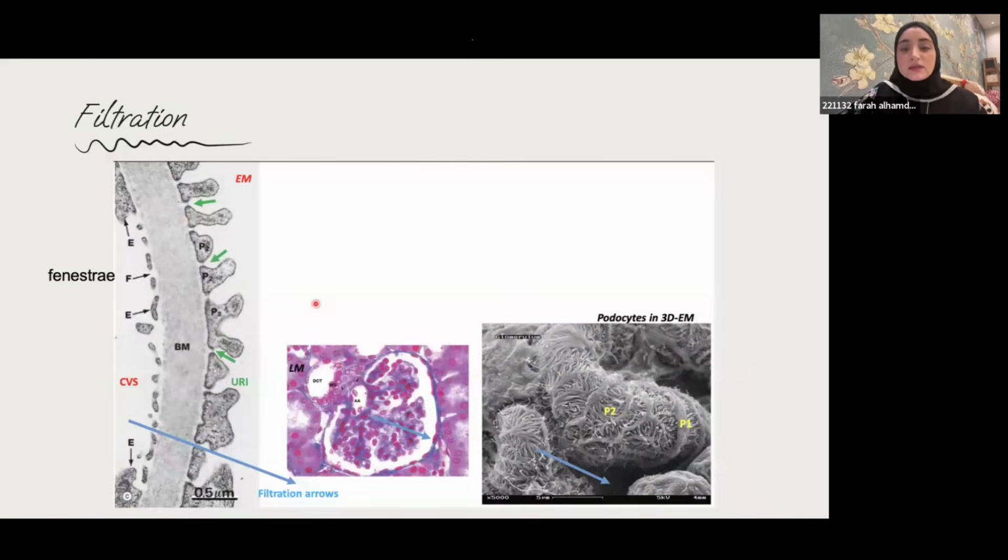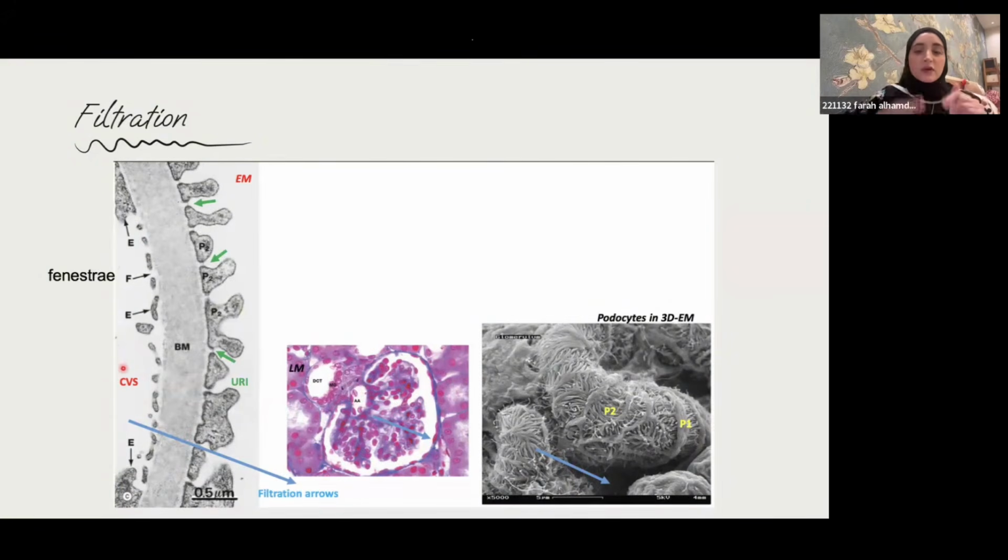Okay, to really understand how filtration happens, we have to look at it in the electron microscope for us to understand how the molecules are moving. Okay, so here's a picture. This is our glomerulus. As I mentioned, filtrate happens from the glomerulus to the Bowman's capsule. So this is an electron microscope picture of the basement membrane and this is basically one capillary in the glomerulus, okay?